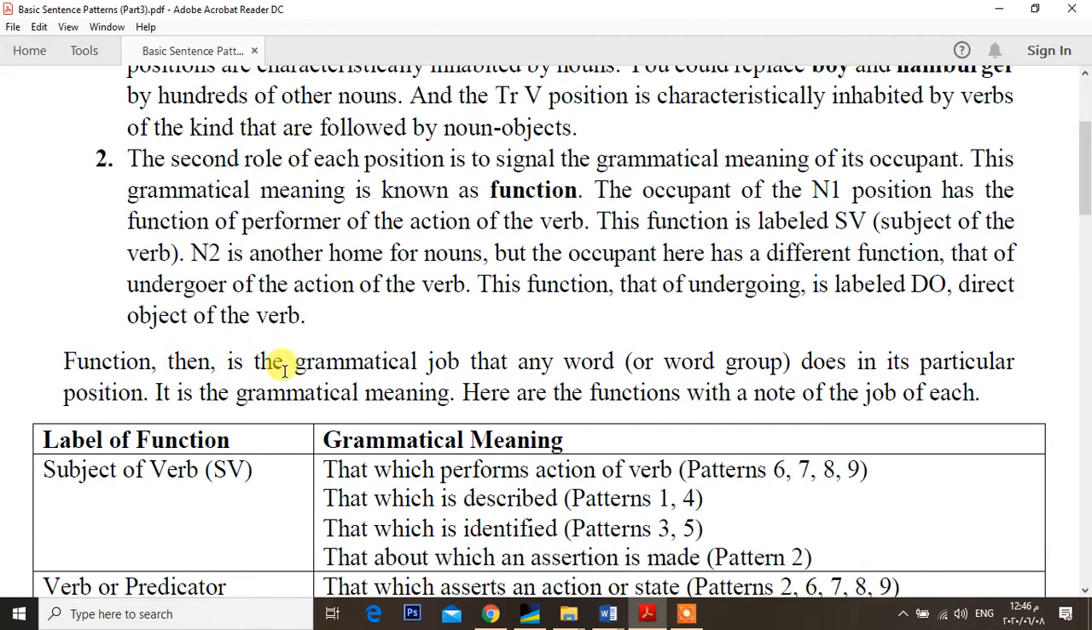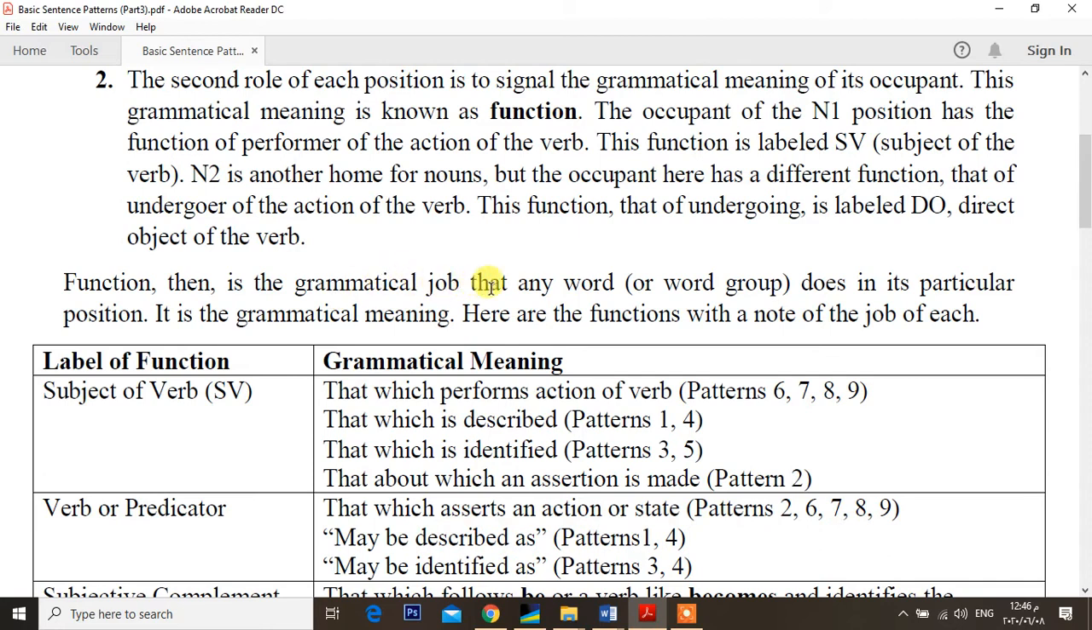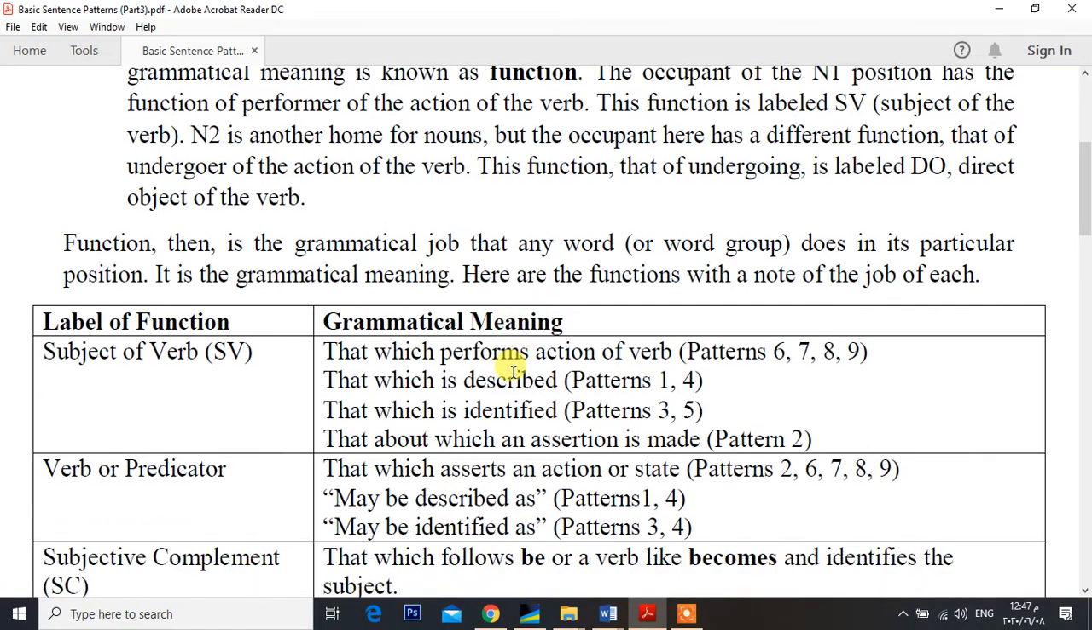Function then is the grammatical job. This is the definition of function, or what is meant by function. Function then is the grammatical job that any word or word group does in its particular position. It's the grammatical meaning. So function is the grammatical meaning. Here are the functions with a note of the job of each. Here we have in this table the functions and a note of the job of each.